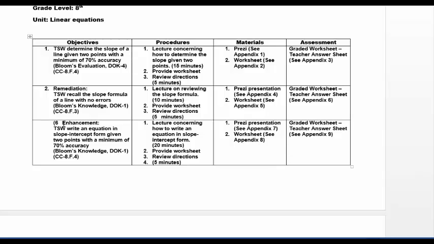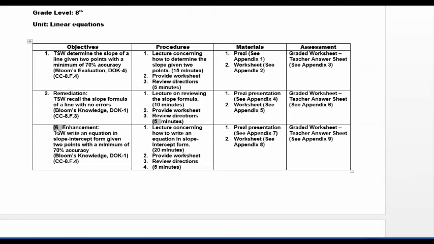Number 6, we have a formatting issue on 6, which is no big deal. It's called enhancement. We need to reword that to enrichment. The student will write an equation in slope-intercept form given 2 points with a minimum of 70% accuracy. Bloom's knowledge, DOKs, that's fine.